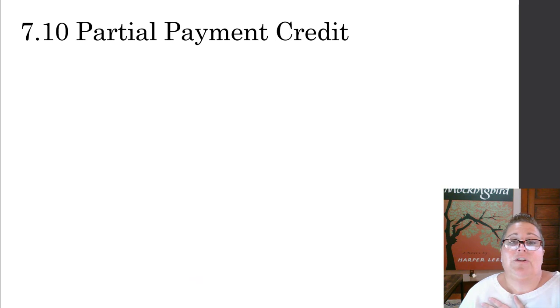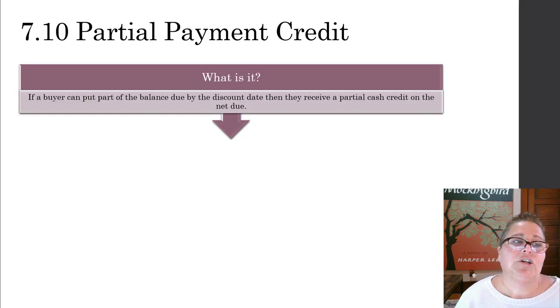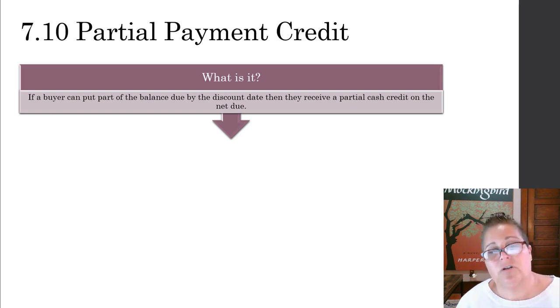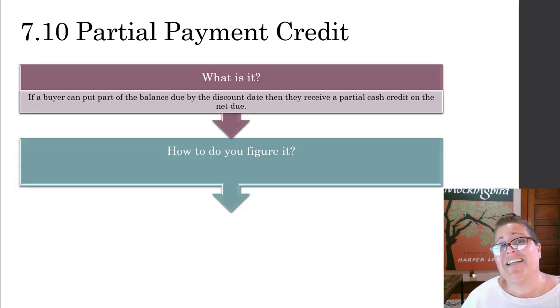Now, there may be times when you can't pay all the money by the discount date. In those cases, you receive what's known as a partial payment credit. A partial payment credit occurs if a buyer can pay part of the balance by the discount date. Then they receive a partial cash credit on the net due. How do we calculate this? It's actually a little bit more complicated than you think.